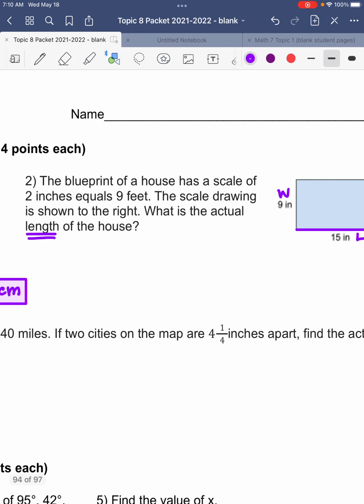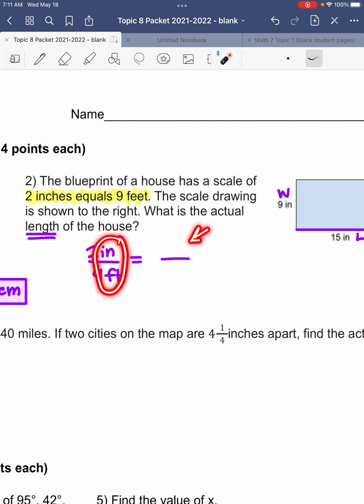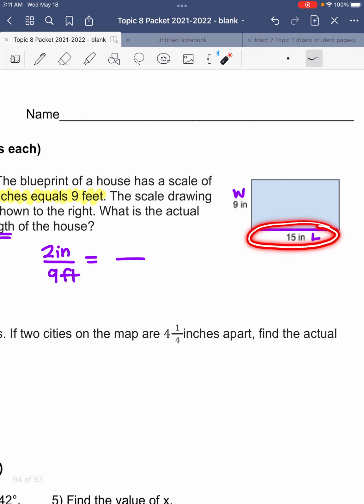Now, we know that the blueprint has a scale of 2 inches equals 9 feet. I'm going to use that information for my first fraction. So 2 inches over 9 feet. And I set that equal to another fraction. And because I include the units here, I know that I would need inches on top and feet on the bottom, okay? Well, my length, what I'm concerned about right here, is 15 inches. So I know I'm going to put it on top, so 15 goes on top, and my x goes on the bottom. And now I'm just going to cross multiply.